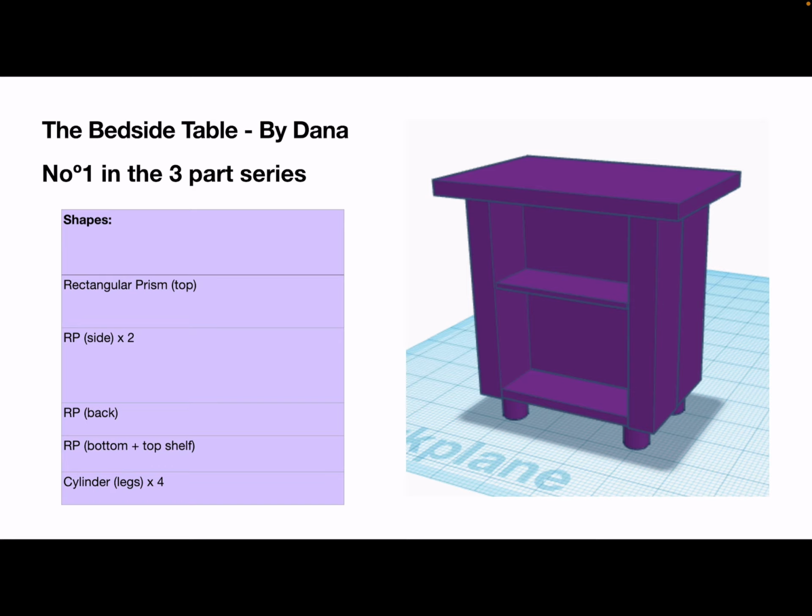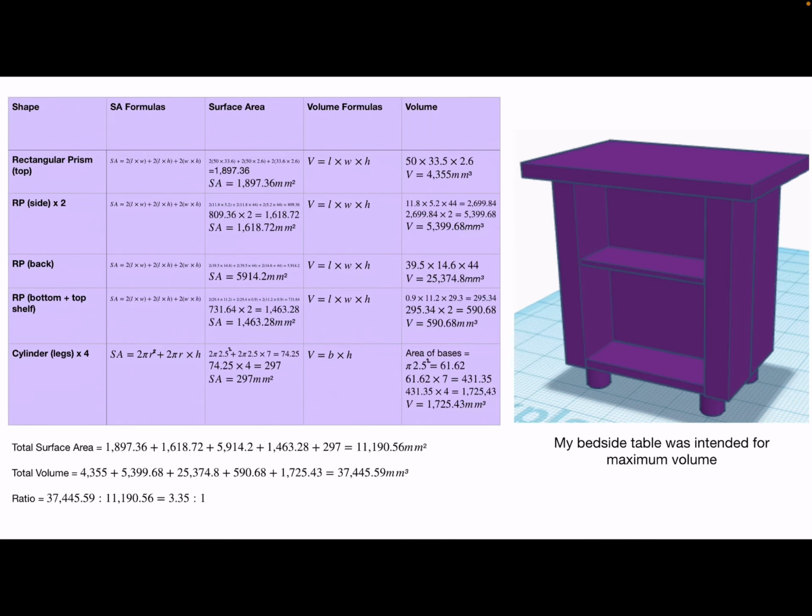The top, the sides, the back, and the 2 shelves are made out of rectangular prisms. I also used cylinders as the 4 legs. The surface area formula that I used for finding one cylinder leg was 2 pi r squared plus 2 pi r times height. When I did all the calculations, the surface area for one cylinder leg was 74.25. If you multiply it times 4, because there are 4 legs, it was 297 millimeters squared.